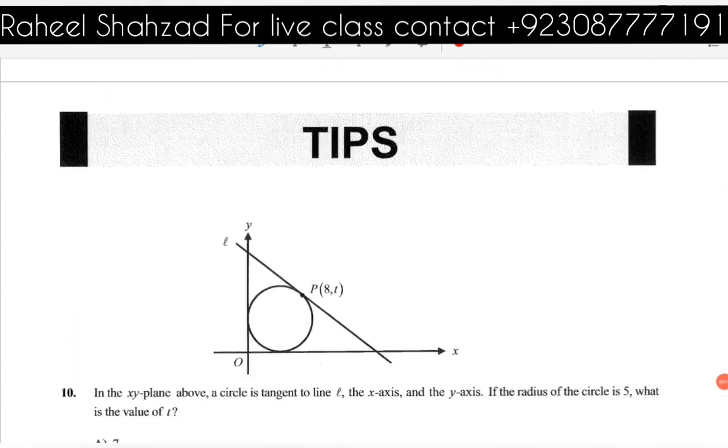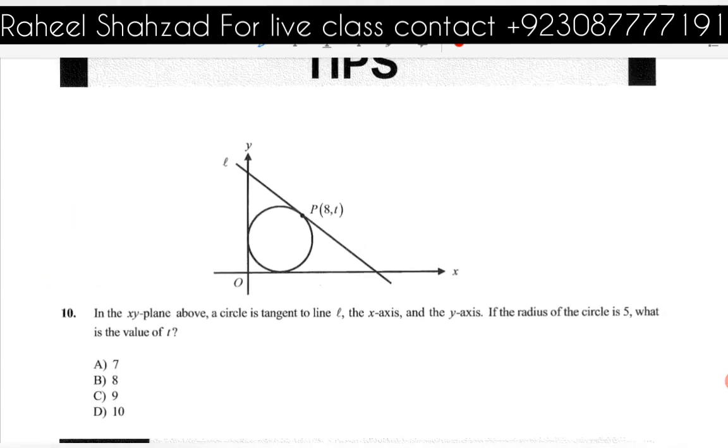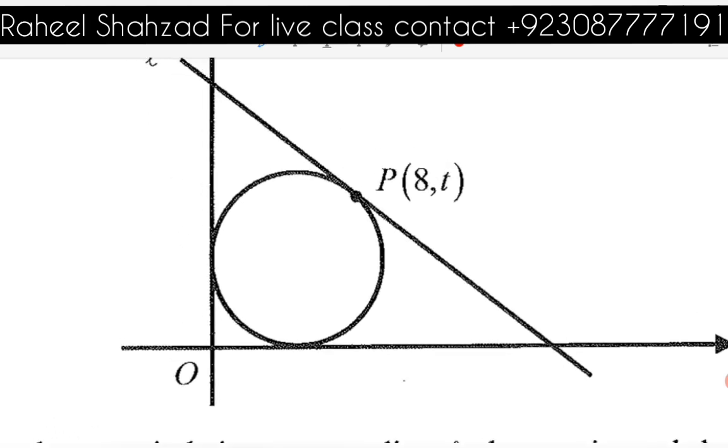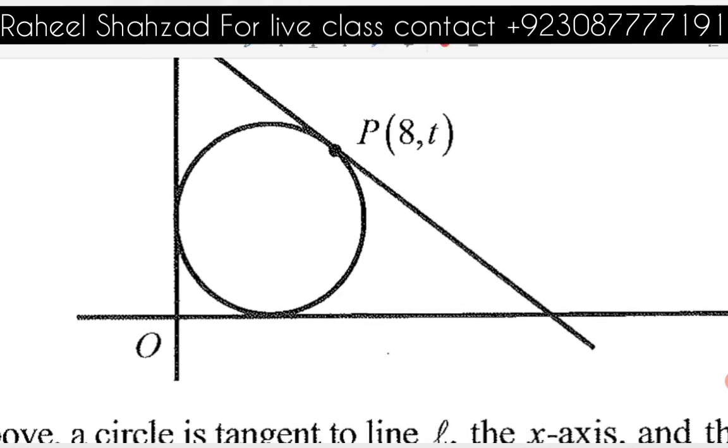Okay, in the next question, here's the question. In the xy plane above, a circle is tangent to the x-axis and the y-axis. If the radius of the circle is 5, what is the value of t? 7, 8, 9 or 10. So in this case, have a look. The only information we have is the radius. So this is the radius, that is 5. So this is 5, and we can say that this is also 5. What does it mean that this is 5?